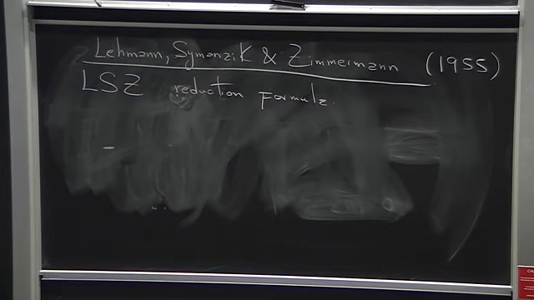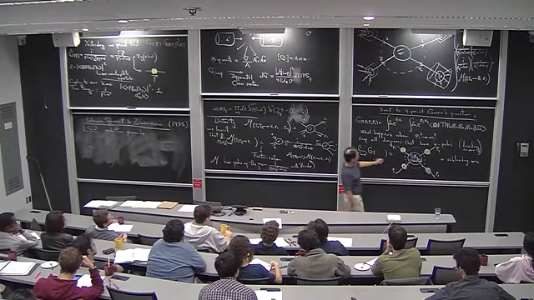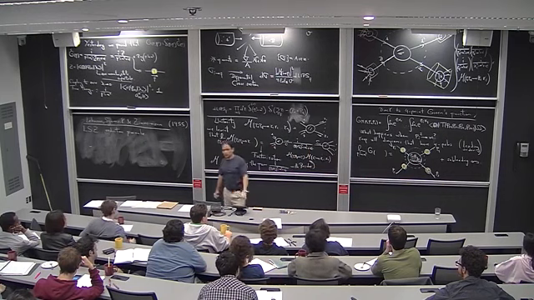But in any case, what is the LSZ reduction formula? Can anyone tell me what I have to do in order to extract this from the Green's function? I mean, in practice, what do we have to do?